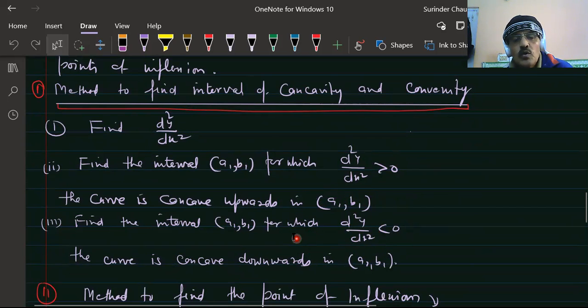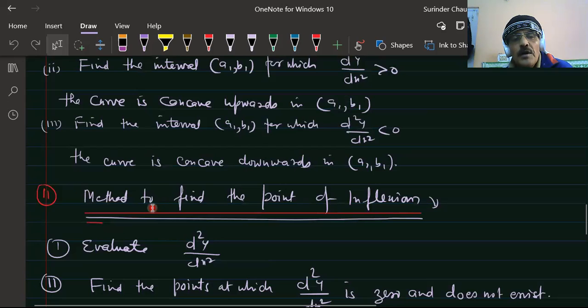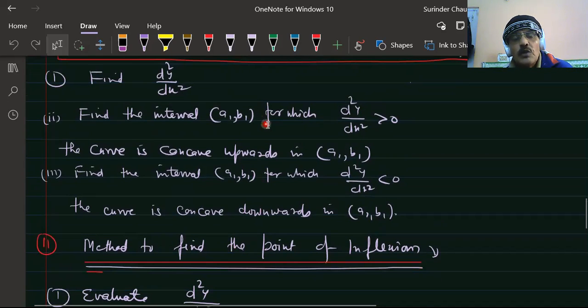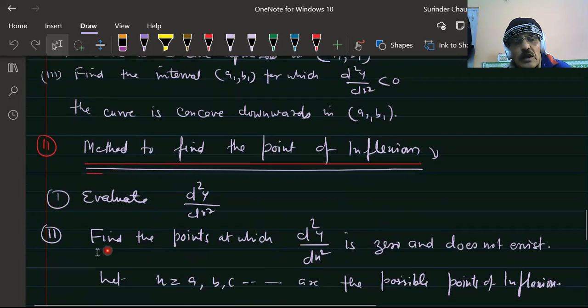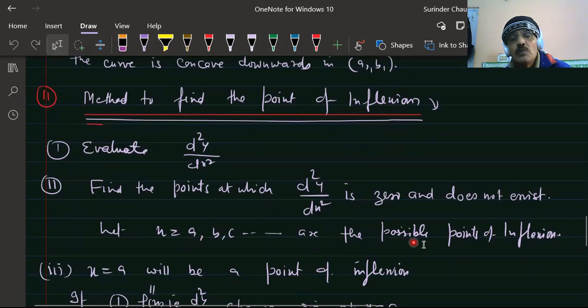You are not supposed to solve both. Now the method to find the point of reflection. Again, you have to find the same second derivative, whether you are discussing concavity upward, concavity downward, or the point of reflection. Find the second derivative of the function y = f(x). Now find the points at which the second derivative is 0 or does not exist. Suppose A, B, C, D are the possible points of reflection for the curve.